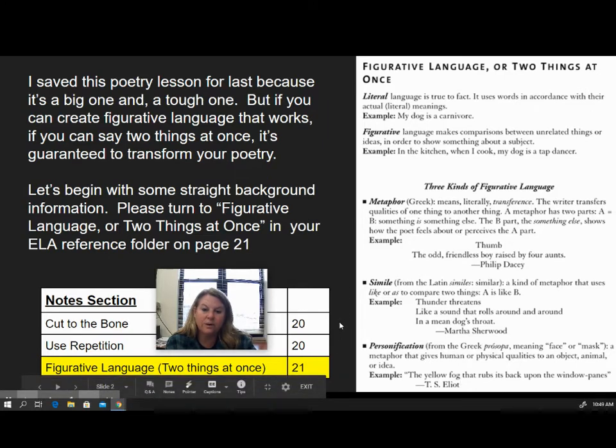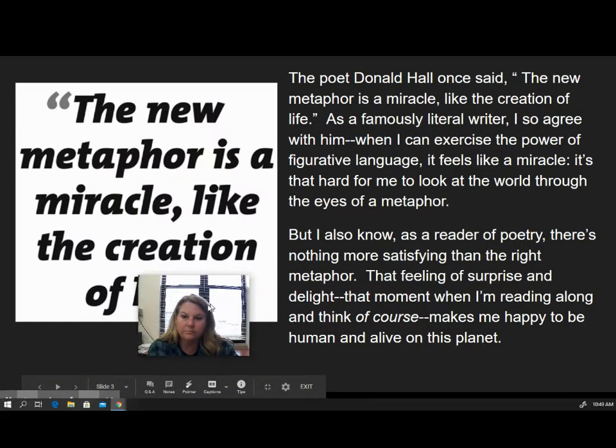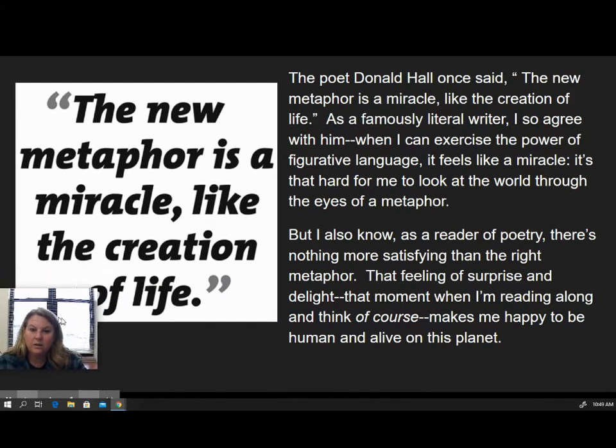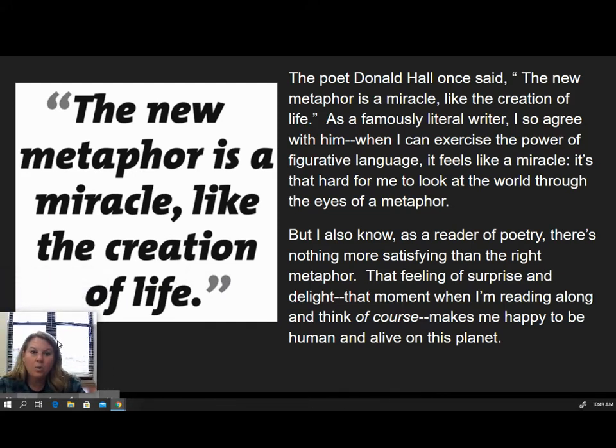All right, we're going to keep going here. The poet Donald Hall once said, "The new metaphor is a miracle, like the creation of life." As a famously literal writer, I so agree with him. When I can exercise the power of figurative language, it feels like a miracle.